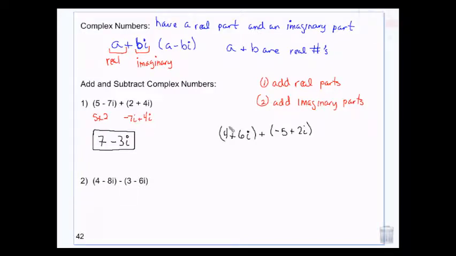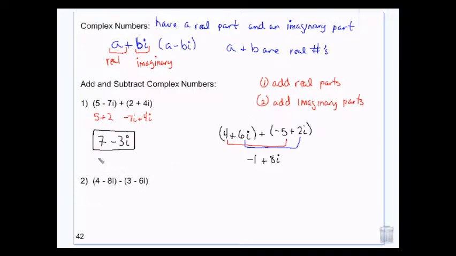Again, we're going to add. I don't want to do the swoop like I do with FOIL because it's multiplying, so I'm going to do like this part thing. So I'm going to add these two numbers together, and 4 plus negative 5 is negative 1. And then I'm going to add these two parts together. 6 plus 2 is 8. Better? Okay.